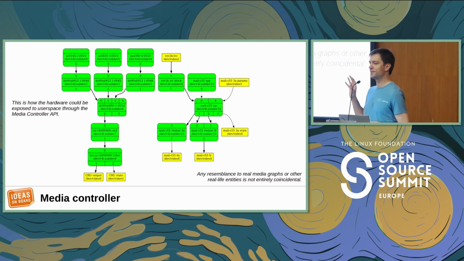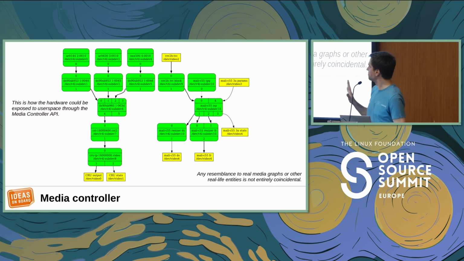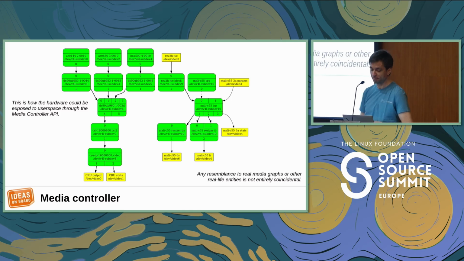This is not an actual graph of real hardware. I kind of made that up yesterday. It's, to my knowledge, as close as possible to the drivers we have upstream, but I'm sure there are a few mistakes. If you see typos, on the right-hand side there are four subdevs that are numbered subdev 10. That's because I was too tired and didn't notice it.